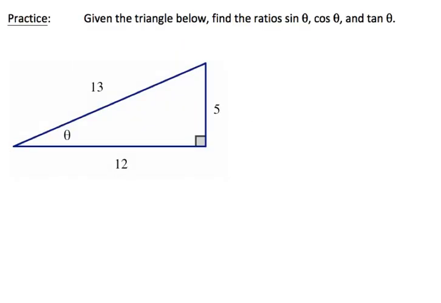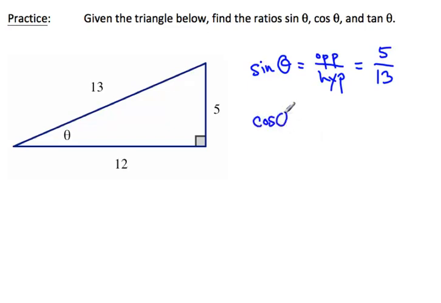So let's take a look at an example. Given this triangle, find the ratios sine theta, cosine theta, and tan theta. Well, if this is theta, then 5 is the opposite side, 13 is the hypotenuse, and 12 is the adjacent side. Therefore, sine theta, which we said is equal to the opposite side over the hypotenuse, becomes 5, the opposite, over 13. And because sine theta is a ratio, that's it, I'm done. I'm just looking for a fraction or a ratio in that form.